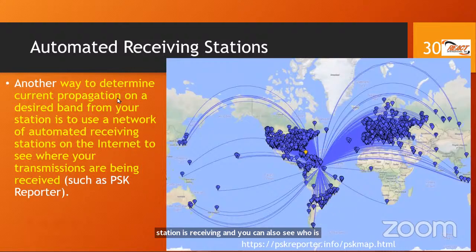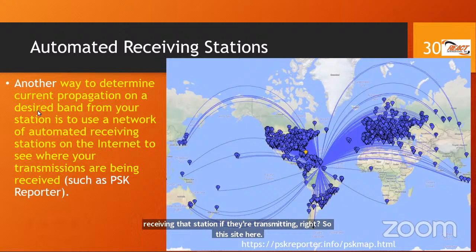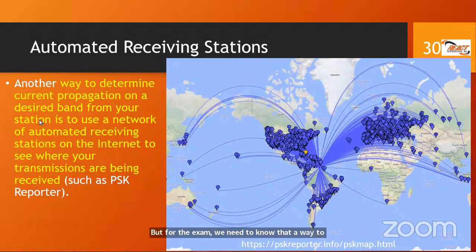So this site here. But for the exam, we need to know that a way to determine the current propagation on a desired band from your station is to use a network of automated receiving stations. Those are radio stations all over that when they receive a signal, they will send a little report to the internet, like this website here, and this website will aggregate, collate, and then have a presentation layer that graphically illustrates these signals to and from the internet to see where your transmissions are being received.